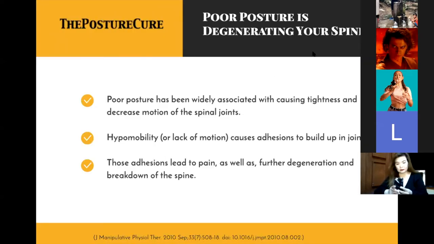And studies have shown that poor posture has been associated with tightness in muscle, decrease in spinal joint motion, right? We call that a subluxation, okay? You also get hypomobility, which is an important factor because your spine is a generator for your brain, right? Your spine sends signal to the brain and then upregulates the brain, and then the brain in return sends a signal down. Now, once you have a spinal segment that's no longer moving properly, it slows down that feedback mechanism to the brain, and then the brain just slows down, okay? So lastly, these adhesions lead to pain and further degeneration and breakdown of the spine.